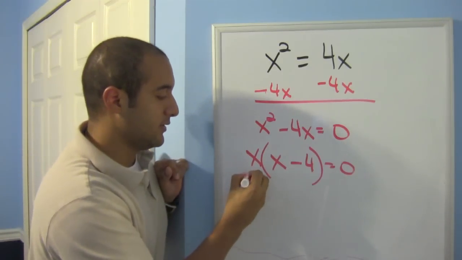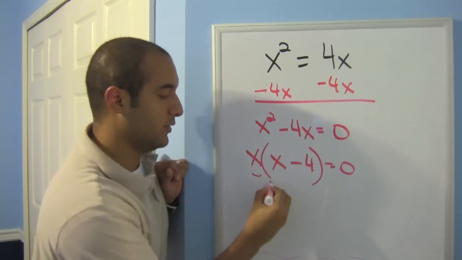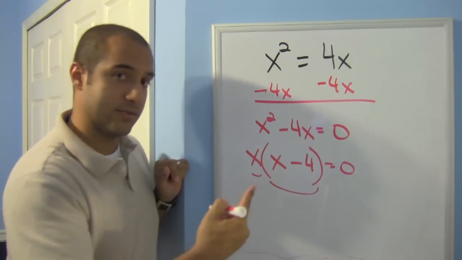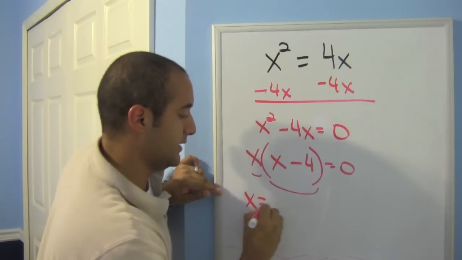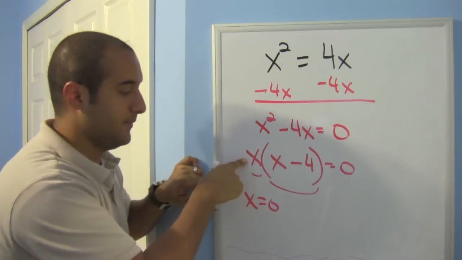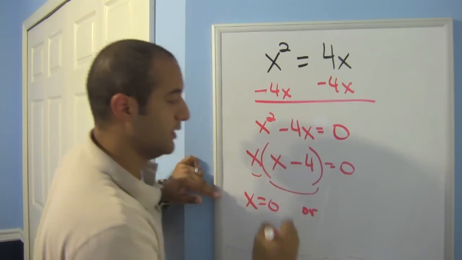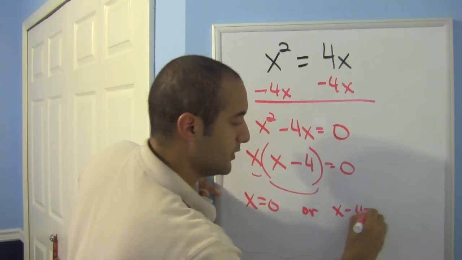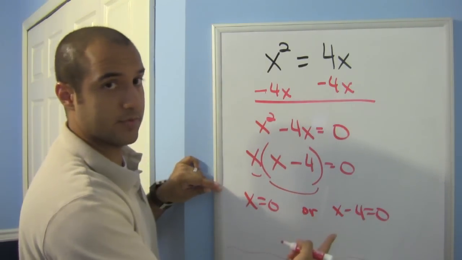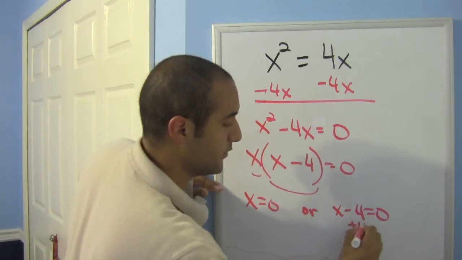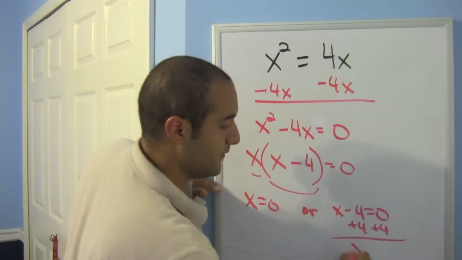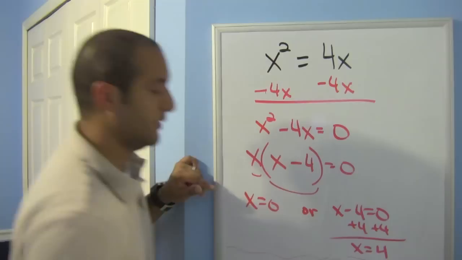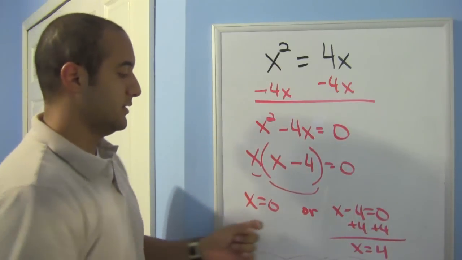Either this term is 0 or this term is 0. Just split them up. Either x is equal to 0, so that's right here, or x minus 4 is equal to 0. This one you have to work for. So plus 4, plus 4. X is equal to 4. There. So those are my two answers.